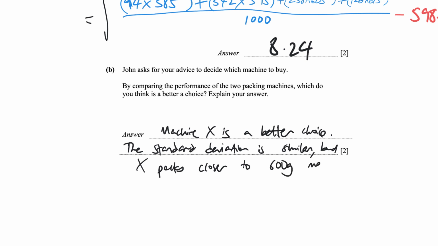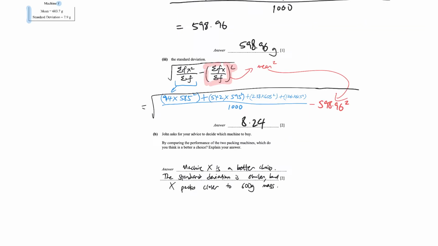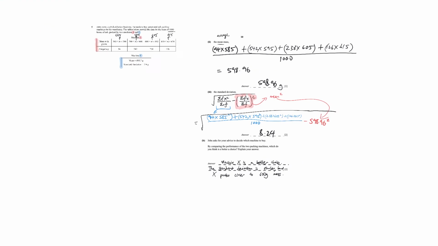Grams mass. As someone selling salt, you don't want one box to have 1,000 grams and the other box to have 10 grams. You want the machine to do well, and what well means is that it packs consistently the same amount of mass. If you want it to be 600, then you want the mass to be close to 600. You want the mean to be close to 600. And there you go.